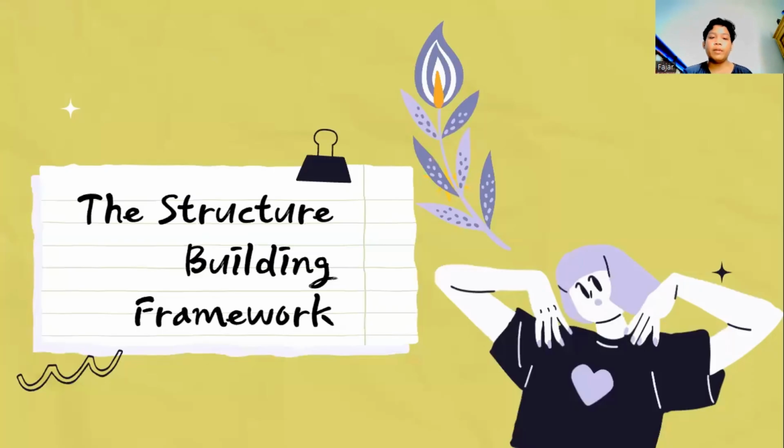Next is the structure building framework. It proposes that language comprehension starts with activating a basic sentence structure and gradually incorporating new words into a mental representation. This incremental process enables the comprehension system to maintain relationships between sentences and elements, and update the representation as needed.